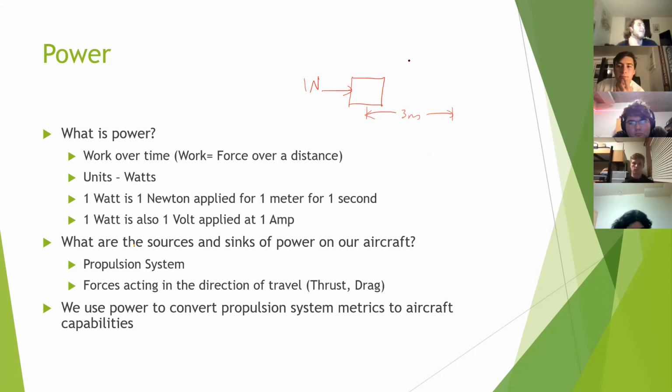If you do that for, let's say, 5 seconds, then your power is going to be 1 Newton times 3 meters, over 5 seconds.